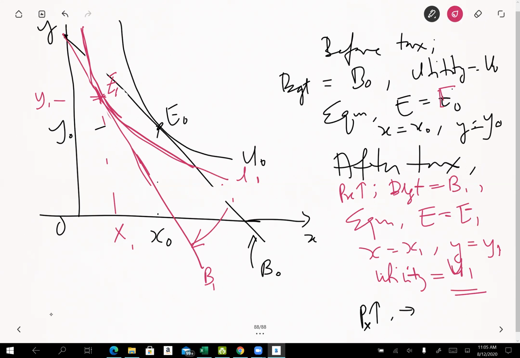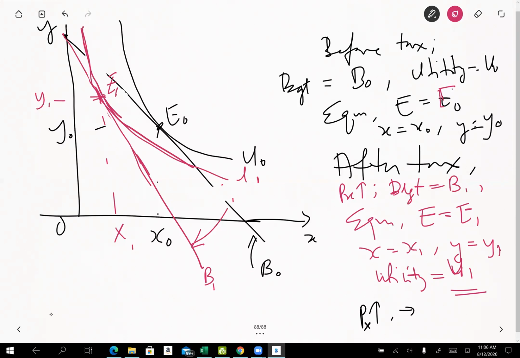I want you to make the comparative statics. You compare the equilibrium. Okay? The two equilibrium, E1 and E0. What can you say about this individual after we introduce the tax on the price of X? The person will be able to consume more Y and less X.